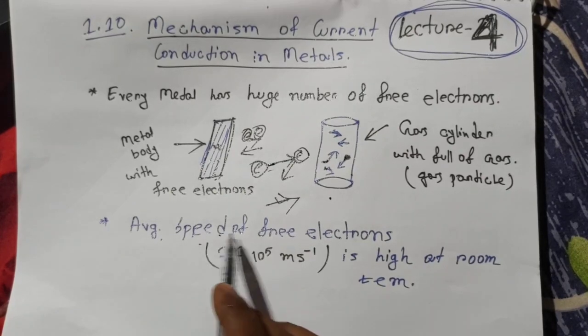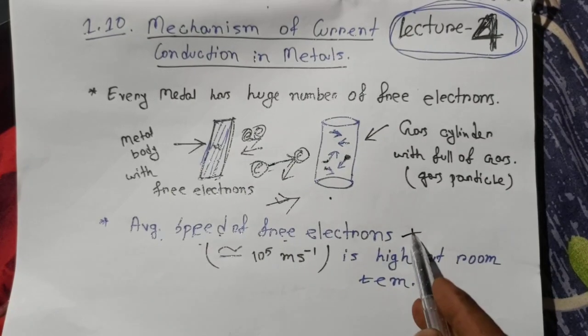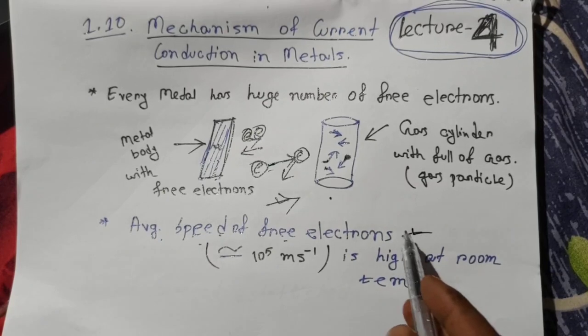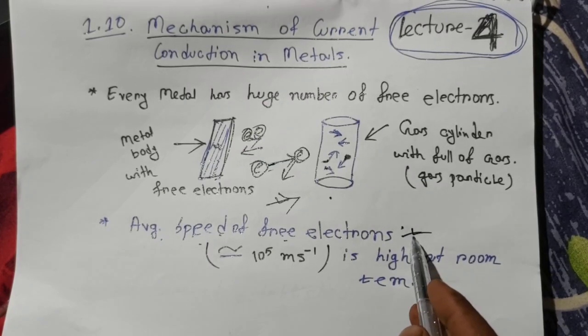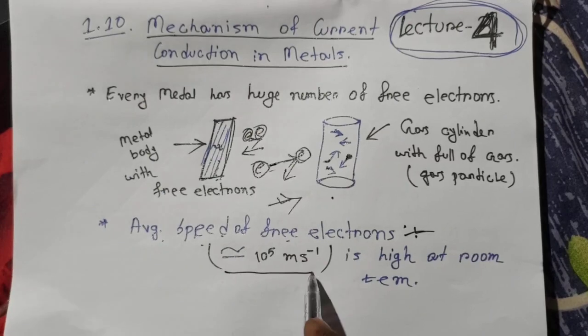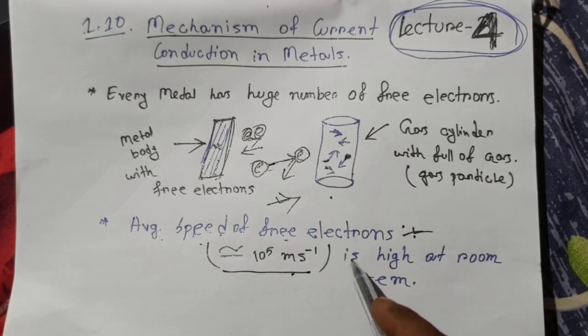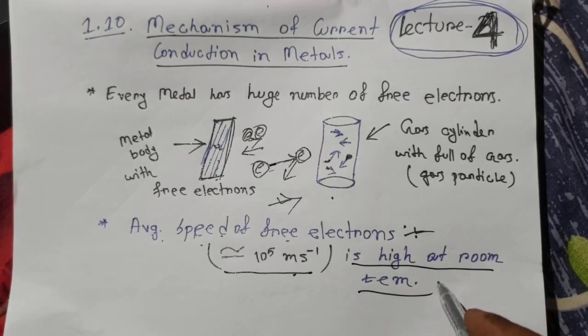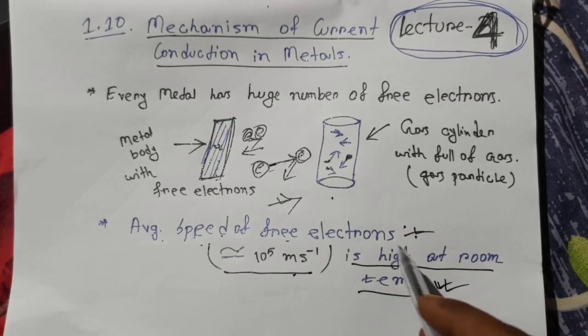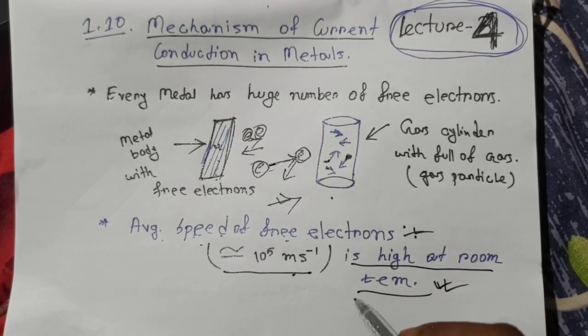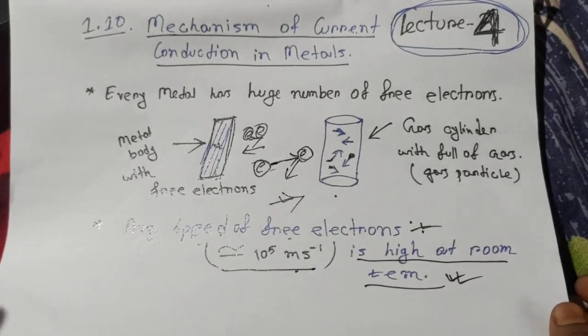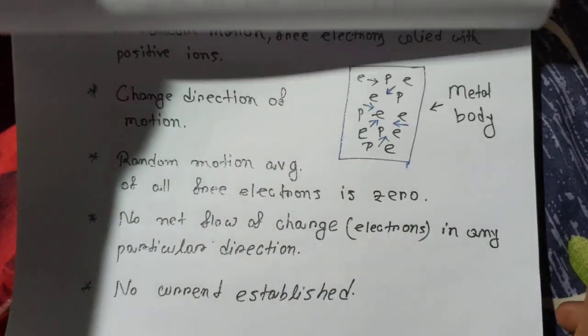The average speed of free electrons is almost nearly 10 to the power 5 meters per second, which is high at room temperature. The speed of these free electrons is high at room temperature, but there is no electricity. We'll discuss that one.